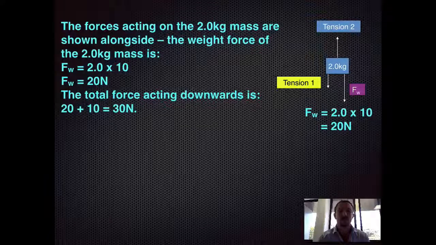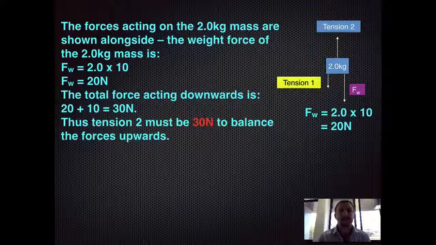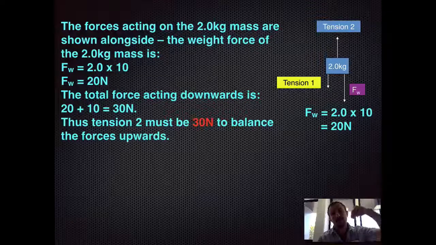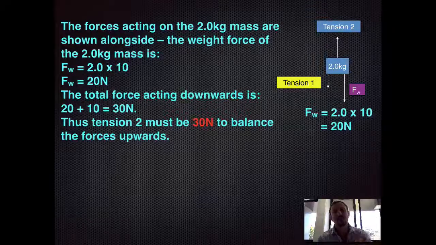So I add those two together. That gives me 30 newtons. Now this has to be balanced by the tension force acting upwards. So my tension force must also be 30 newtons to balance the force upwards. I need to make sure that the tensile strength of that string is able to withstand 30 newtons, otherwise it will snap. So 30 newtons or more of tensile strength will be enough to hold that system in place.